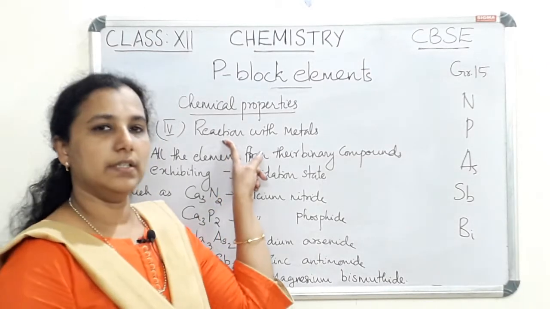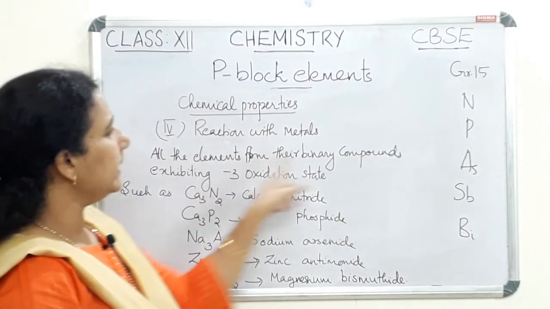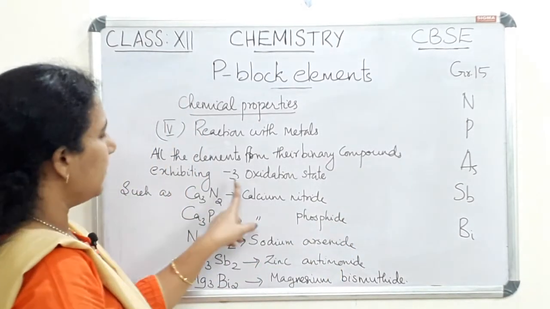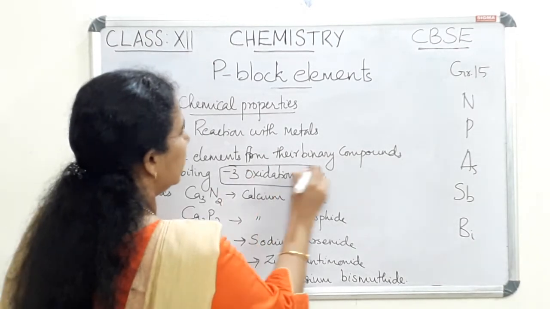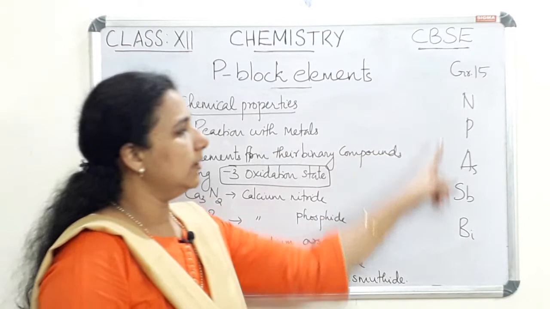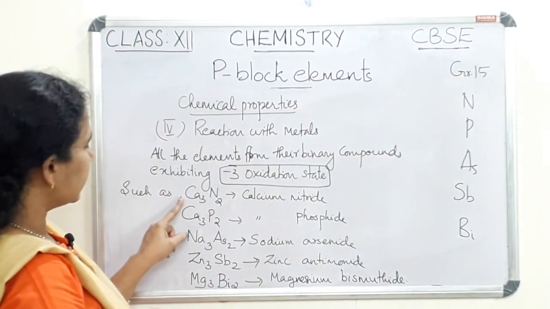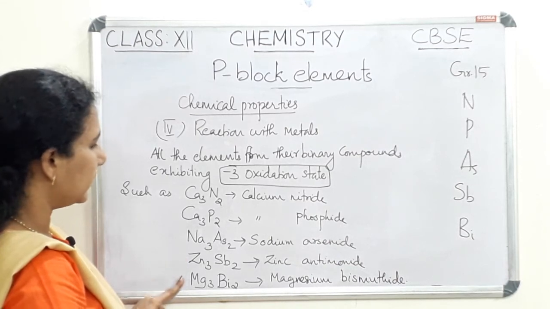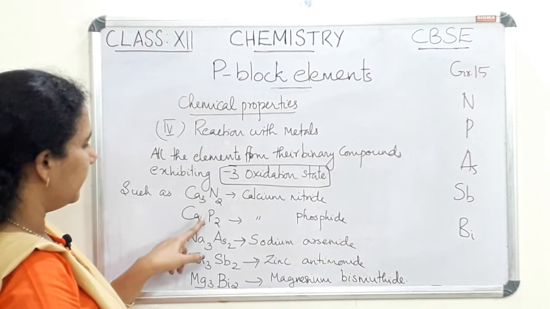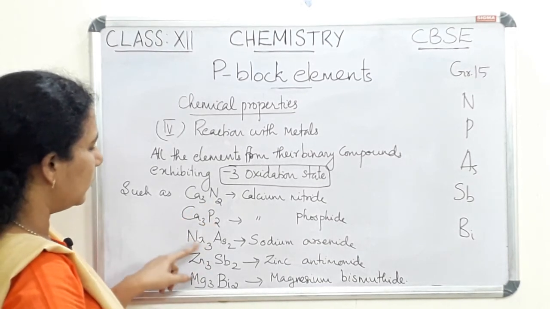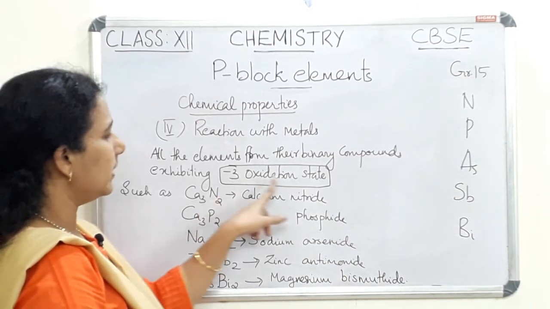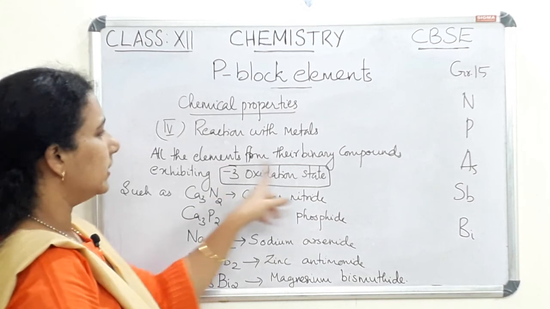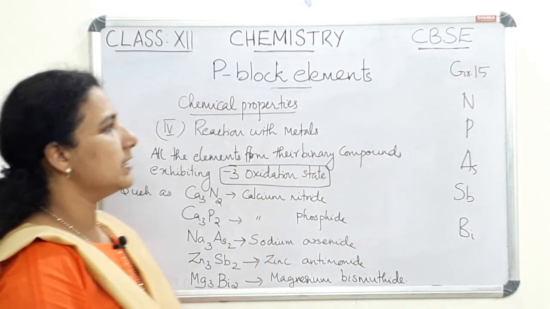The fourth property is reaction with metals. All group 15 elements react with metals to form binary compounds, exhibiting the -3 oxidation state. That is an important point. Examples are calcium nitride, calcium phosphide, sodium arsenide, zinc antimonide and magnesium bismuthide. In all these cases, you can see the oxidation state of these group 15 elements is -3. So the -3 oxidation state is exhibited by group 15 elements in their reaction with metals. So this is about the chemical properties of group 15 elements.